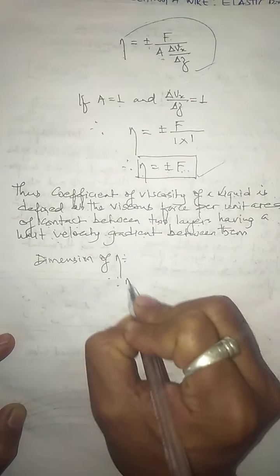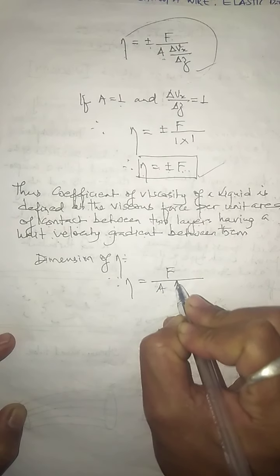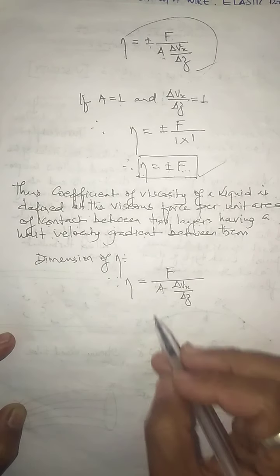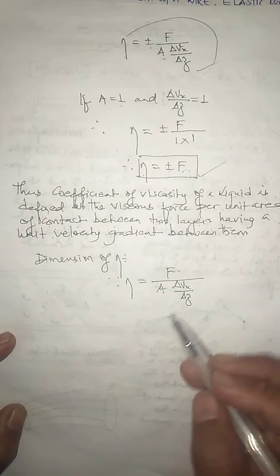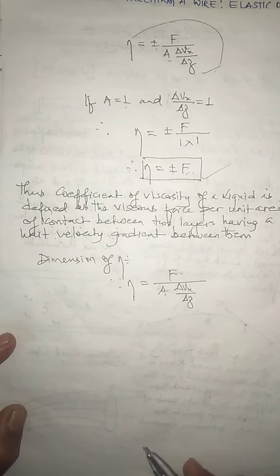So you know what is the relation? Eta equals F by A delta v_x by delta z. So this is the coefficient of viscosity. Now the dimension can be written in terms of the dimension of force, the dimension of area, and the dimension of velocity gradient.